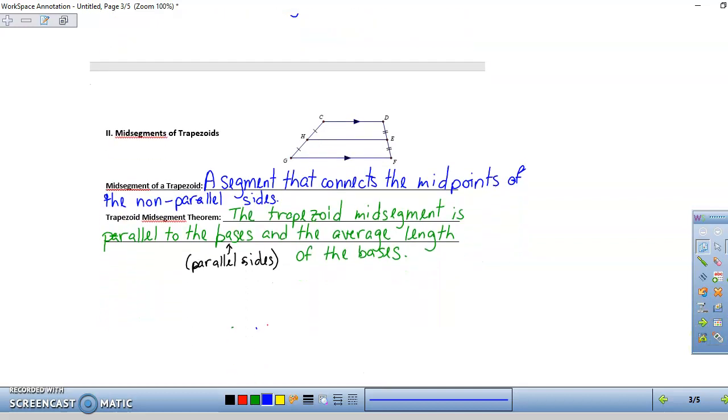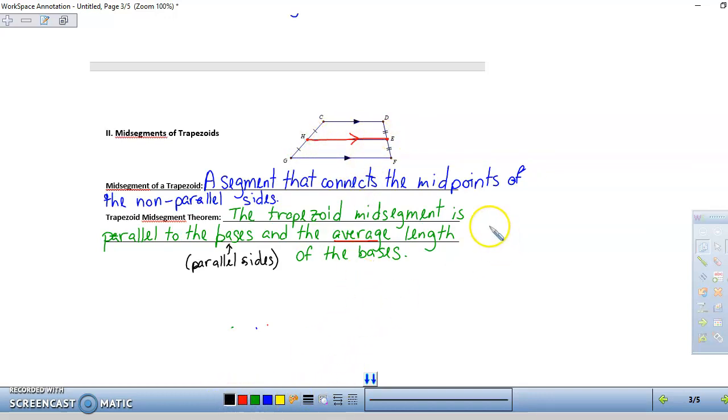We can extend that out to trapezoids as well. So notice here, HE, that would be the midsegment of the trapezoid. Notice that the midpoint is marked here. H is a midpoint, here E is a midpoint. Okay, this is also going to be parallel to the bases. And then this time it's an average length of the bases. So you're going to add the bases, divide by 2, and that is the length of HE.